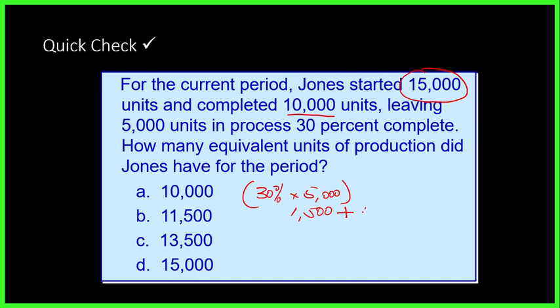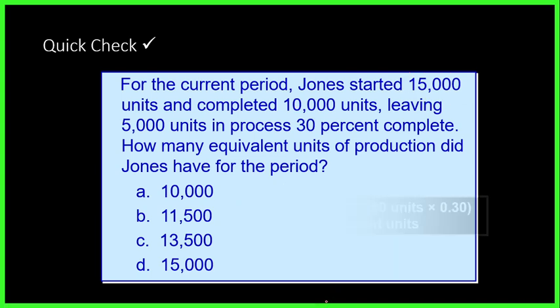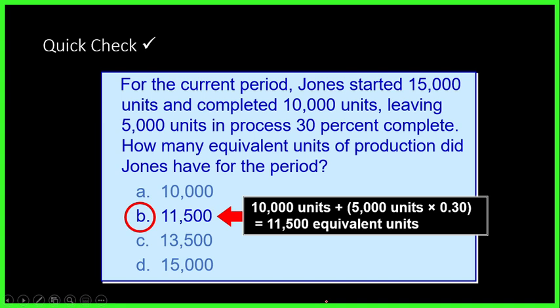Don't forget to add what was actually completed, which is 15. If you add that, you will now have 11,500 units. Even though you actually completed 10,000 units, the work done during the period is equivalent to completing 11,500. So that is where the computation comes from. Sorry, I got carried away. So, now you have 11,500.